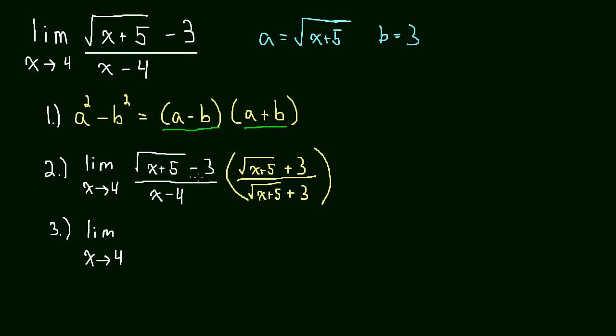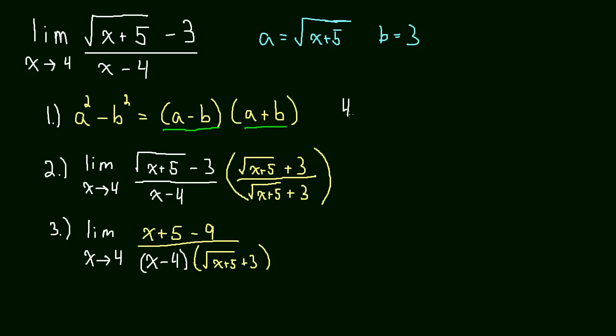And so when you square root, it goes away, so we're going to get x plus 5. And then we're going to get minus b squared, and b was 3, so we're going to get minus 9, which is 3 squared. Okay, and this whole thing will be divided by x minus 4. That's just left over, so x minus 4. I'll write it in white because that's left over from up here, and then that's going to be multiplying the square root of x plus 5 plus 3.